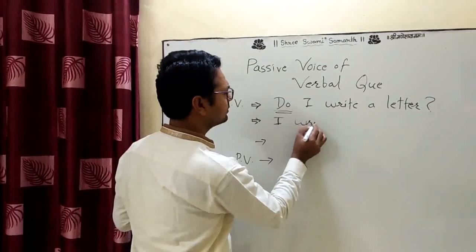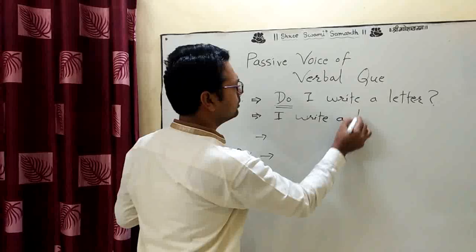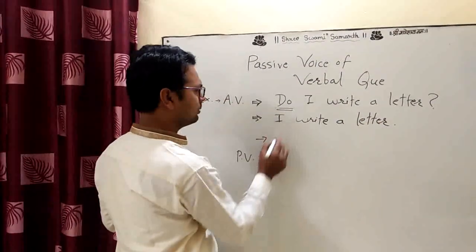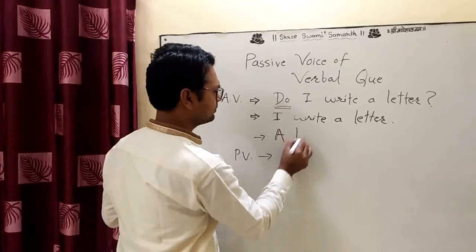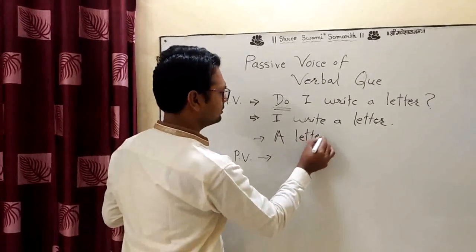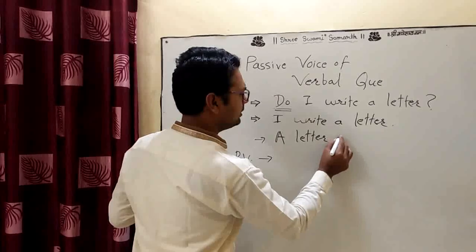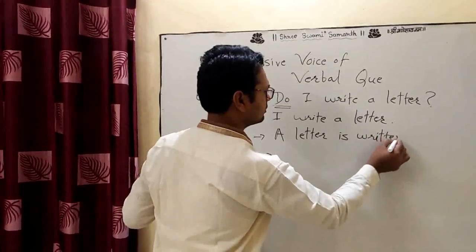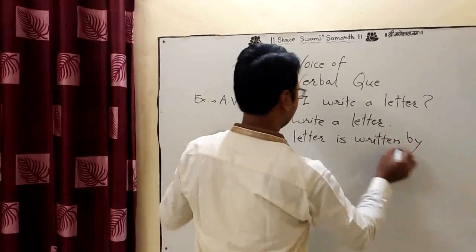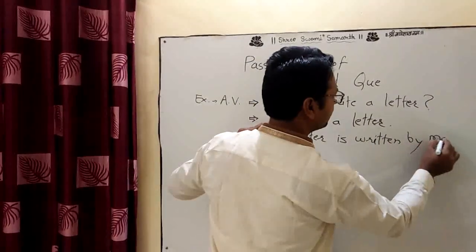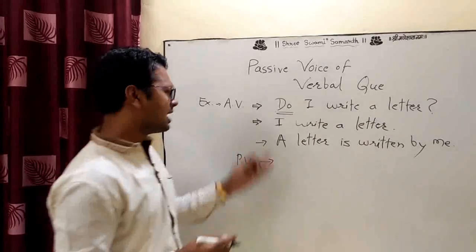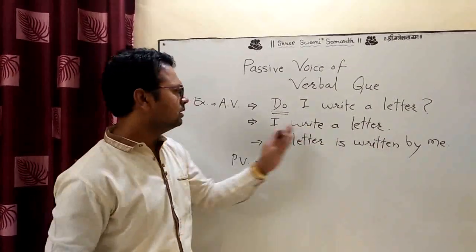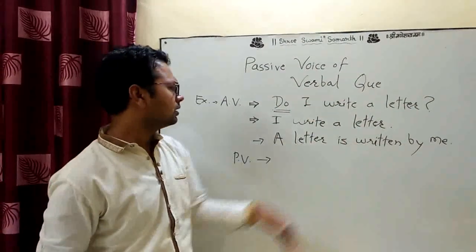I write a letter. I write a letter. Make the passive voice: a letter is written by, I change into me. There are some pronouns: I change into me. If there is a he, change into him. If there is a she, change into her.